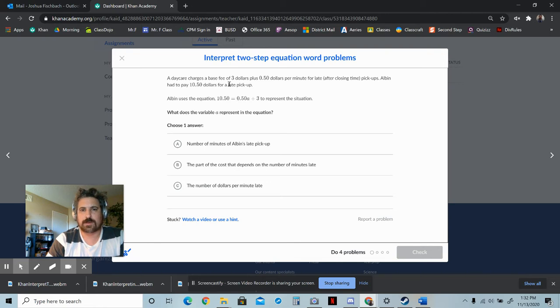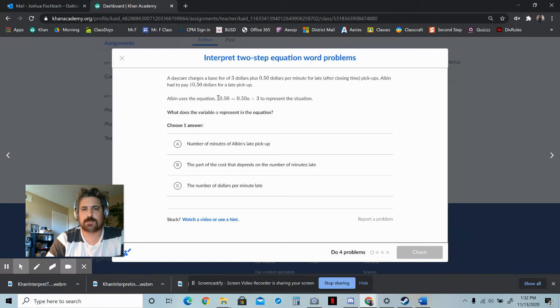If we look at the story here, it's a base fee of $3. That's just plus 3. That's a constant. It doesn't matter how many minutes late you are picking people up. It's $3 always. That's the base fee. So that's where the price starts. Then you pay an additional 50 cents per minute. So it's 50 cents for every minute that you are late after closing.